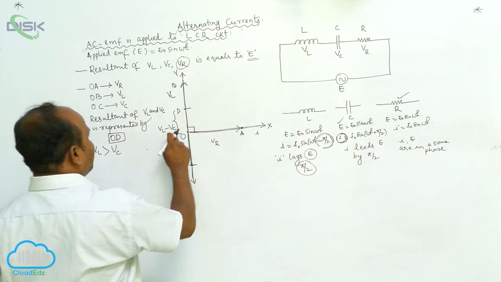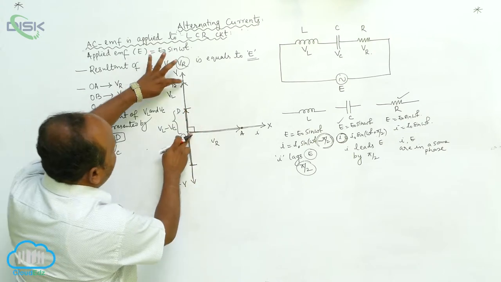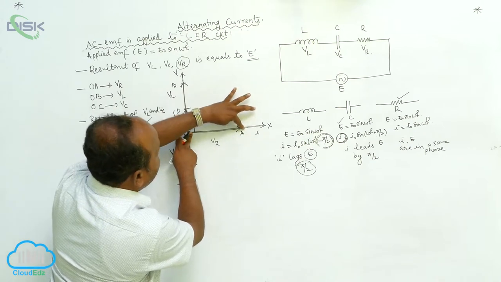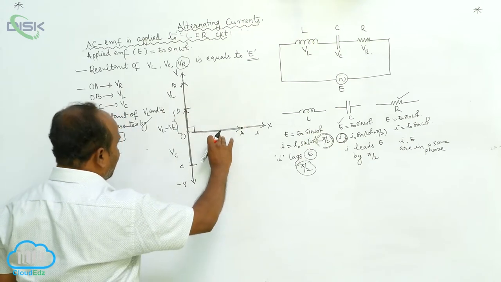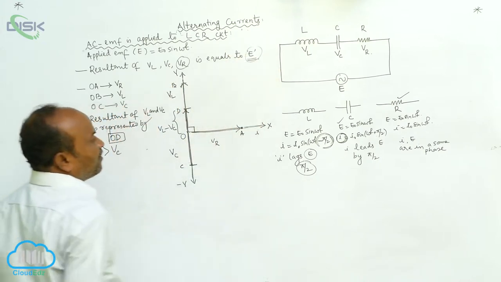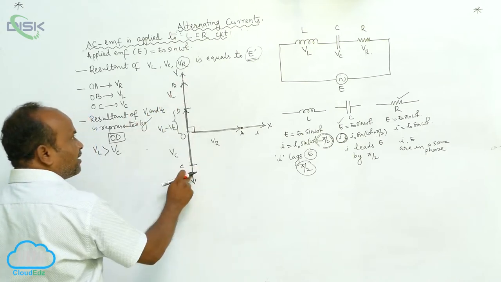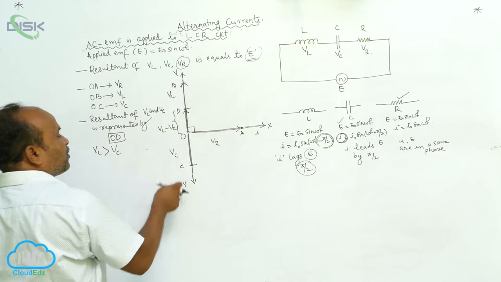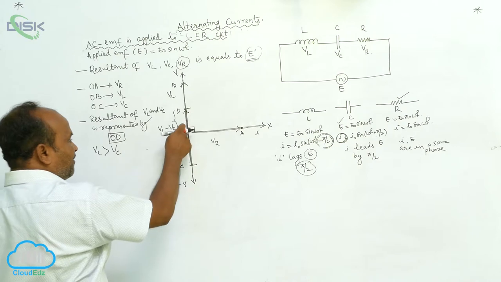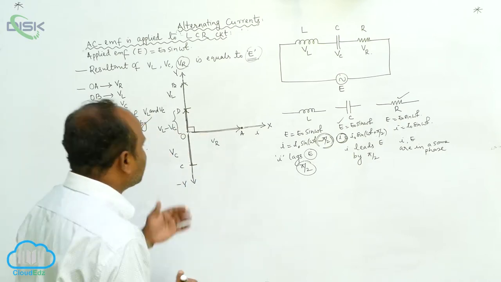Now, what is VL minus VC? This is VL minus VC, let us consider. Now, this is called VL, this is called VC, and this is called VR. The resultant of VR, VL and VC is equal to E. First of all, VR keep like this. Now, VL is there, VC is there. Both are quite opposite. VL is along the positive y-axis, VC is along the negative y-axis. Both are in opposite phase.